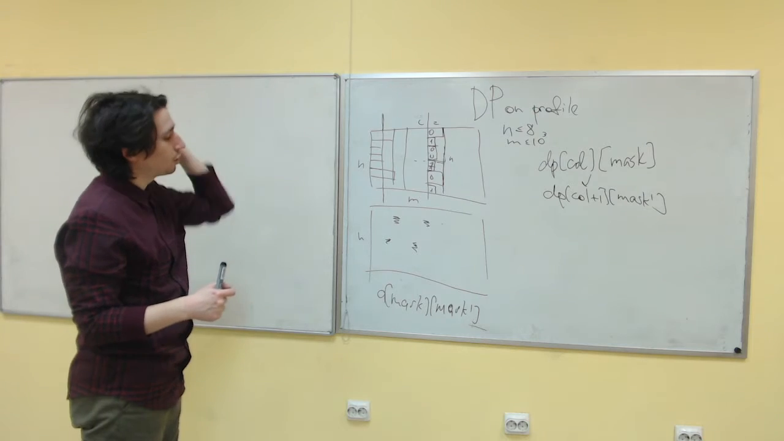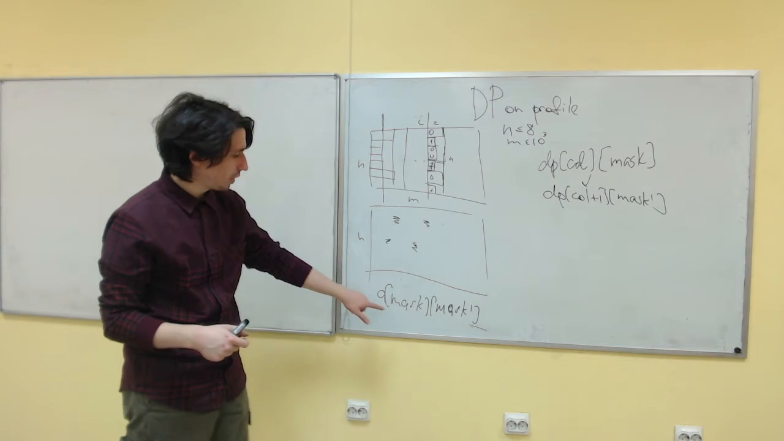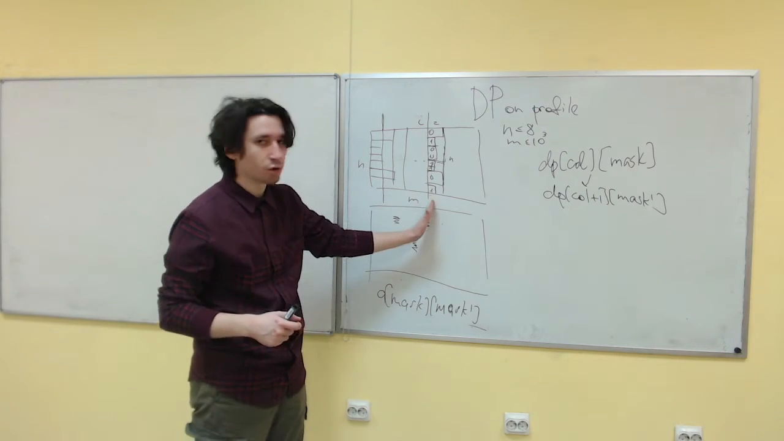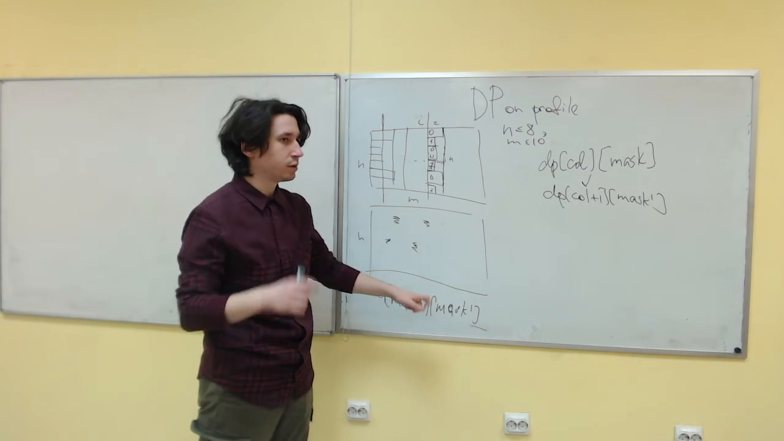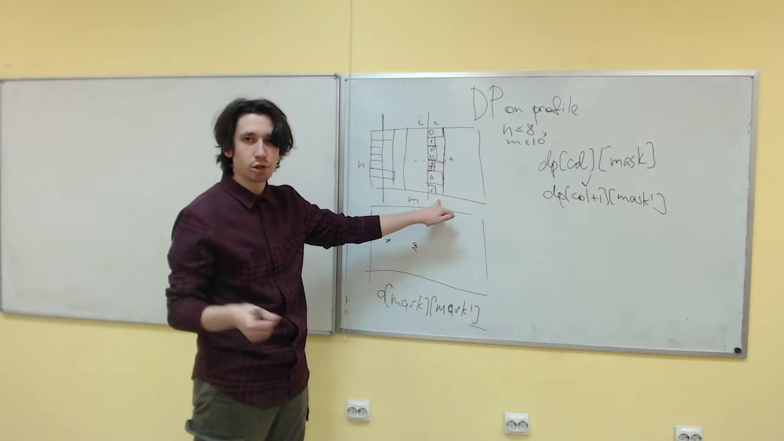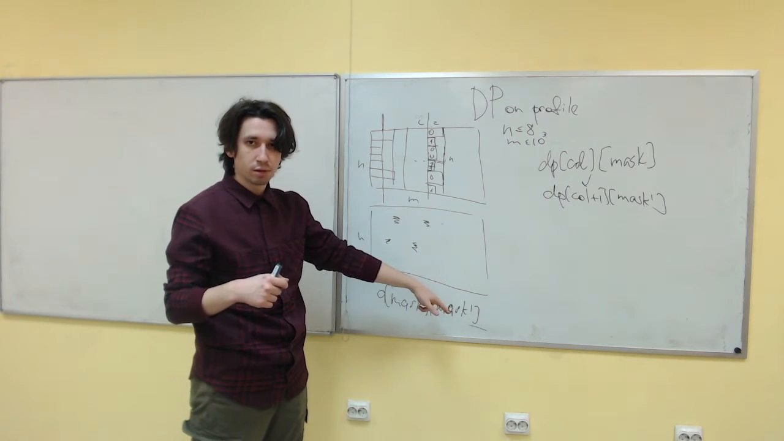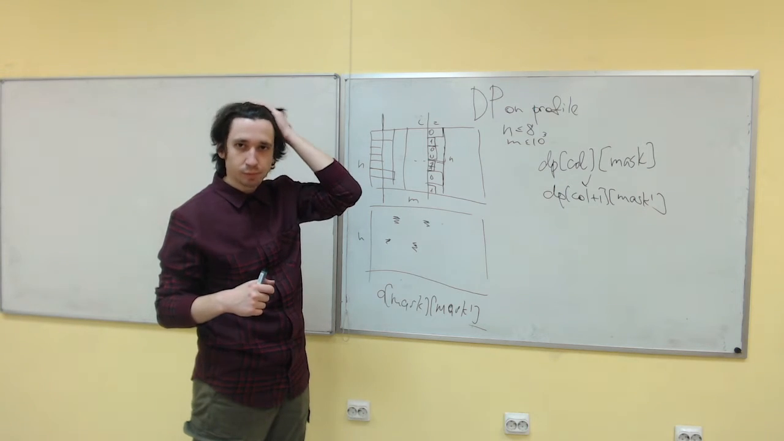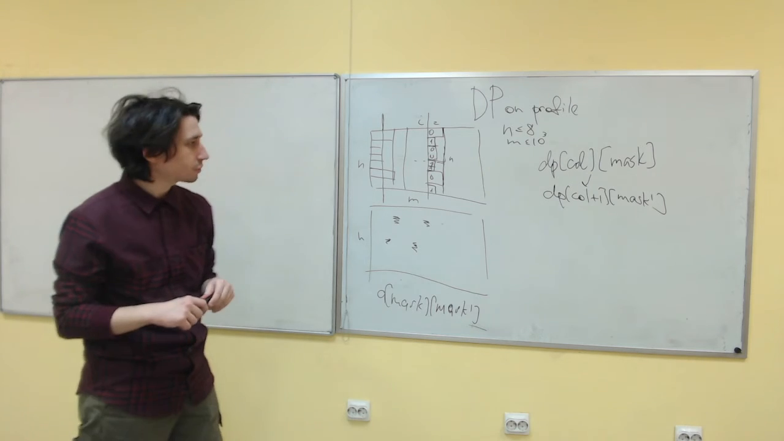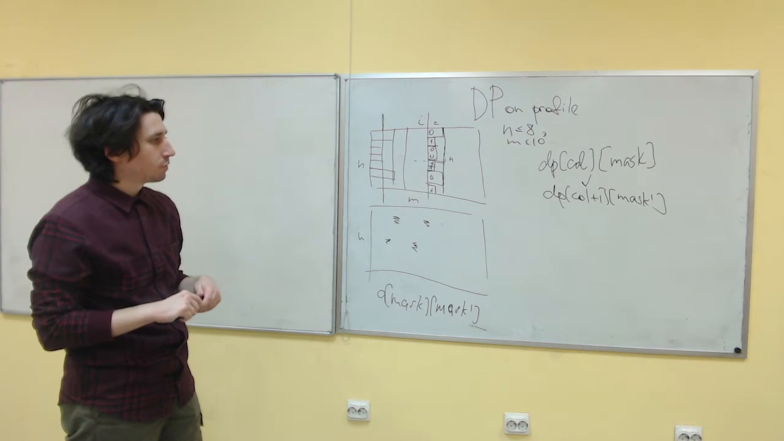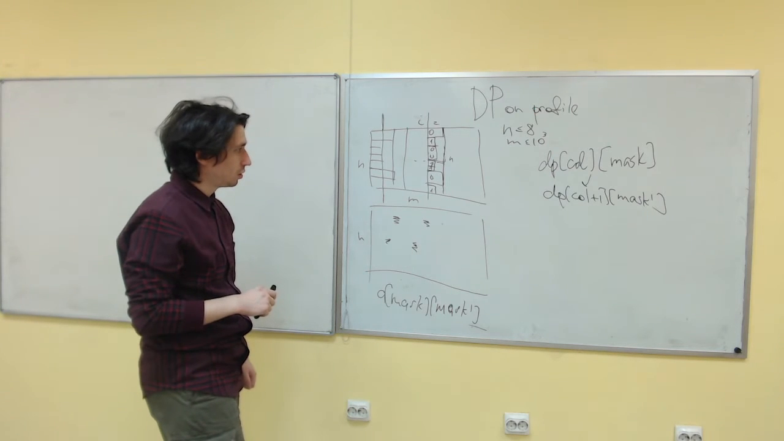Luckily for us, if you want to go from a mask on the column to the next mask on the next column, there is only one way to fill it with dominoes in such a manner that we get the second mask. There is only one way. If you have a square, for example, there should be 2 ways.